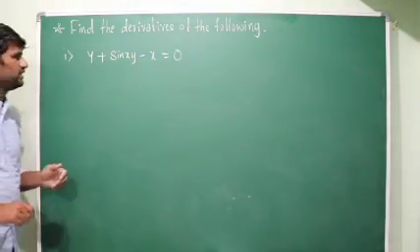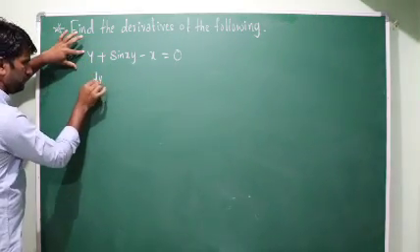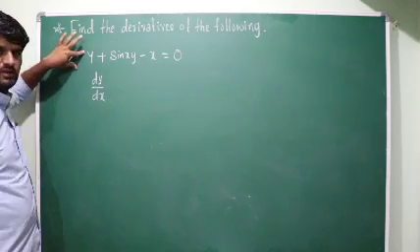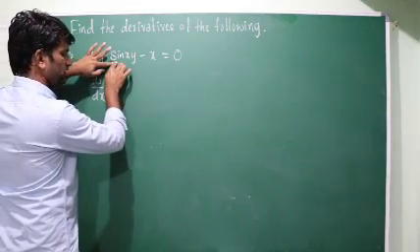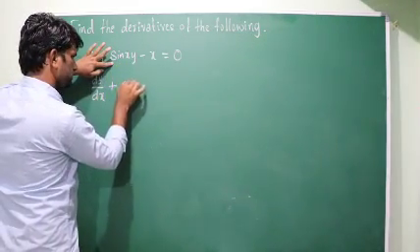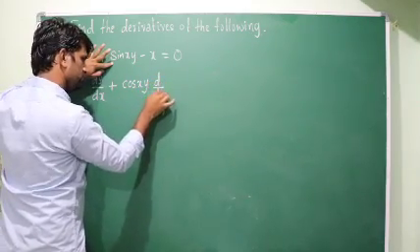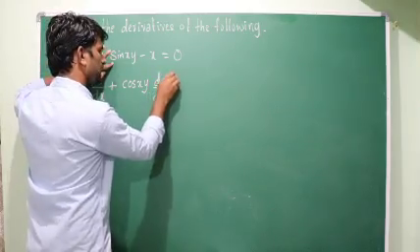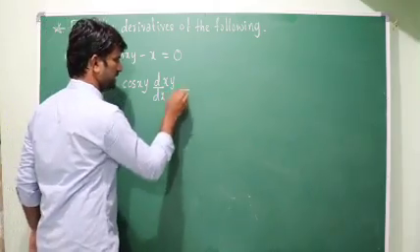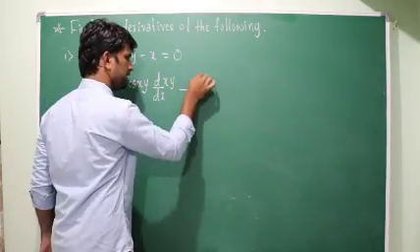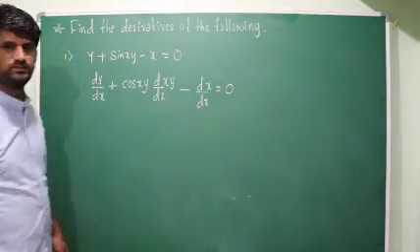Okay, let us differentiate this with respect to x. If you are differentiating, what is the differentiation of y? dy by dx with respect to x, plus differentiation of sin x is cos xy into d by dx of xy, minus, what is the differentiation of x? d by dx of x is equal to 0.